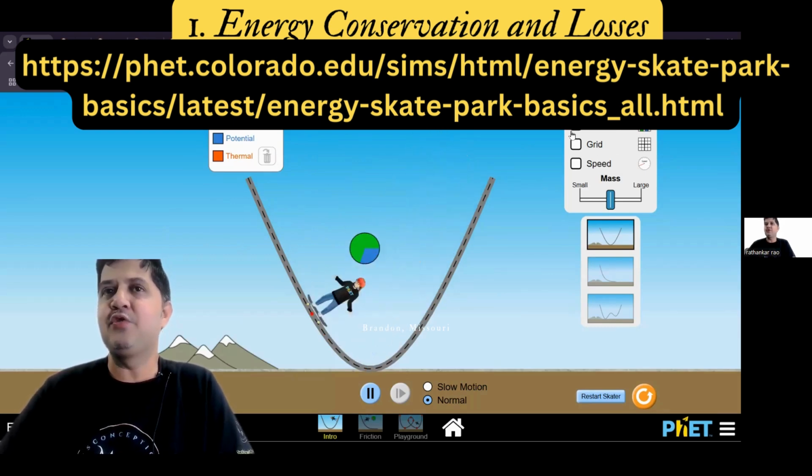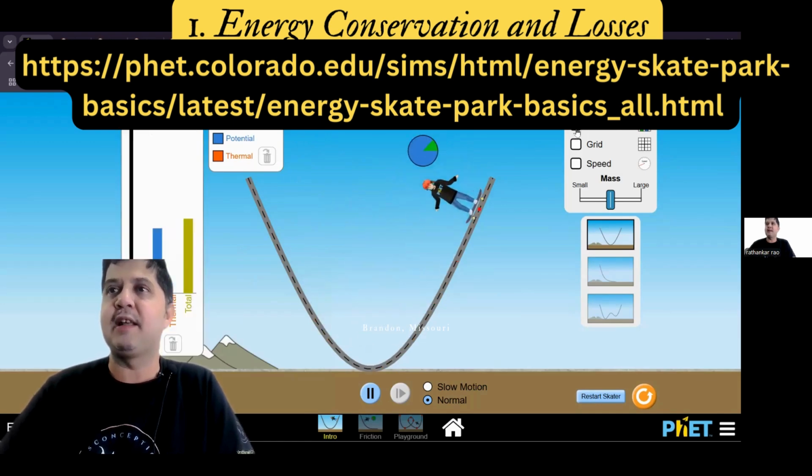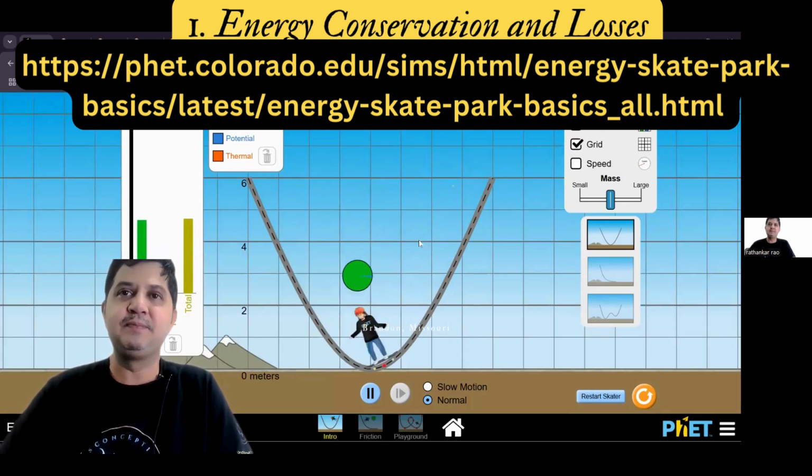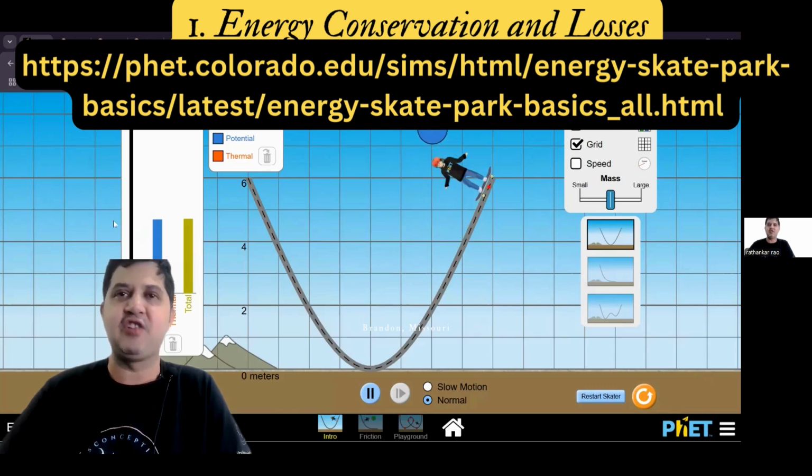Now, if I want to calculate the energies, the better thing would be to go for the bar graph and click on the grids over here. Sorry, the grids are not seen over here anyway. Kinetic energy and potential energy keep on alternating so that the total energy is the same. As you see, the total energy is equal to the maximum kinetic energy or the maximum potential energy.